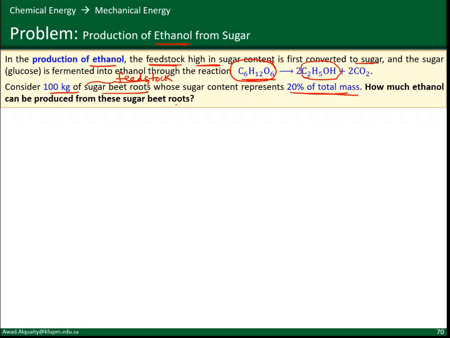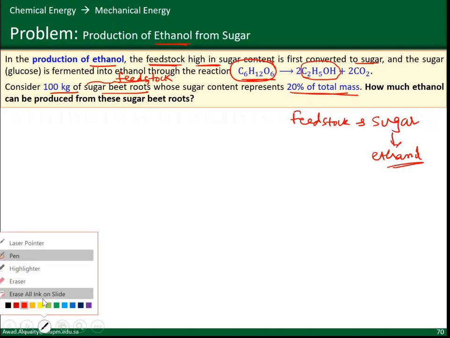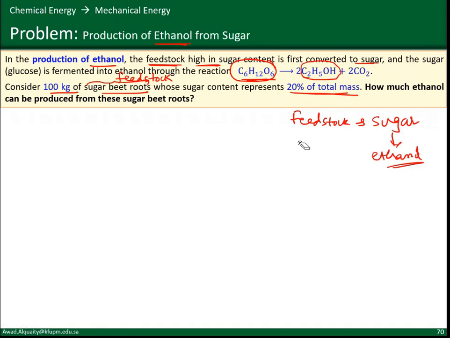So it just requires us to go step by step, first from feedstock to sugar, and then from sugar to ethanol. And it has to follow the chemical reaction that we are providing. Now, to solve this problem, it's essentially looking at different masses for different chemicals, or different compounds, involved here.